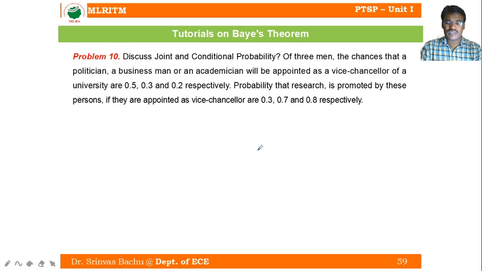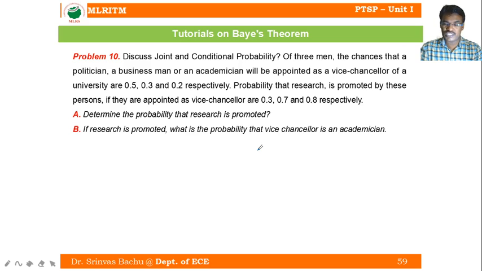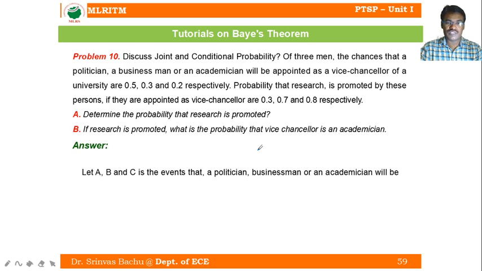Discuss joint and conditional probability. We know about joint and conditional. Of 3 men, the chances that a politician, businessman and academician will be appointed as vice chancellor of a university are 0.5, 0.3, 0.2 respectively. The probability that research is promoted by these persons if they are appointed as vice chancellor is respectively mentioned. Now determine the probability that research is promoted. If research is promoted, what is the probability that the vice chancellor is an academician? Now we'll see it one by one.